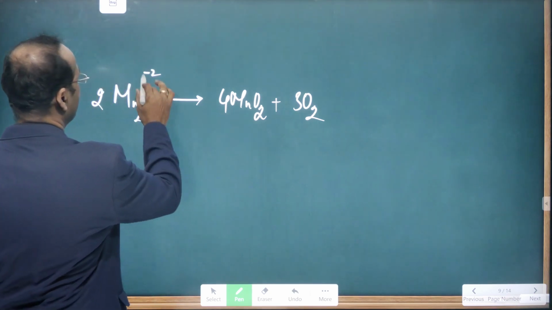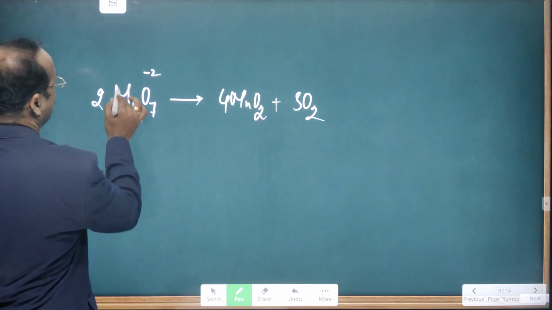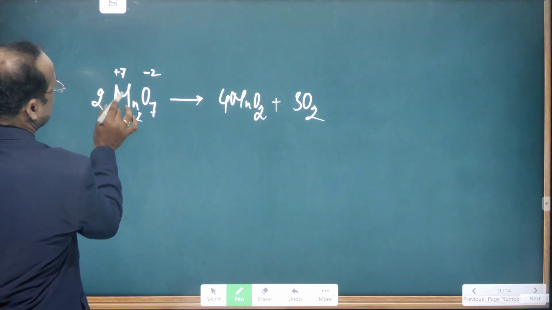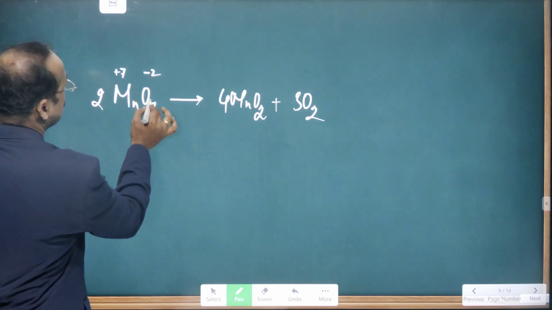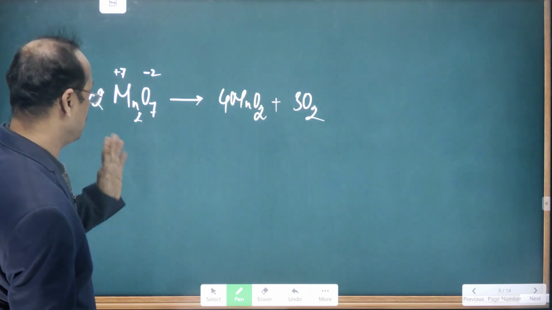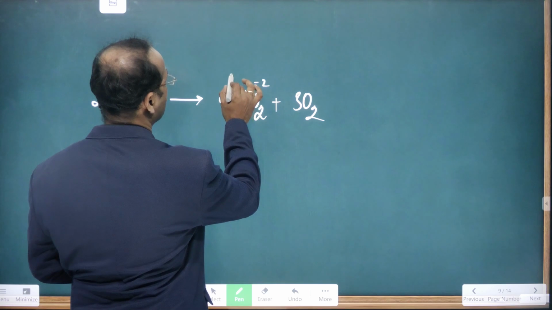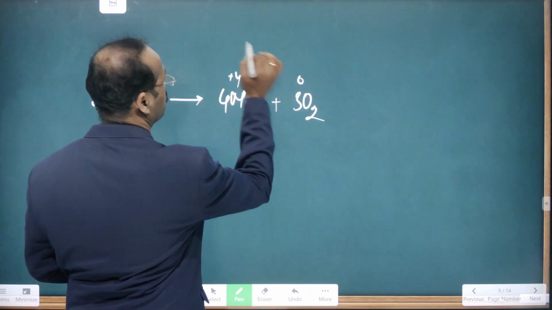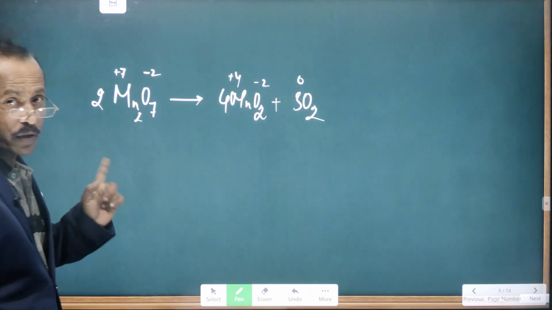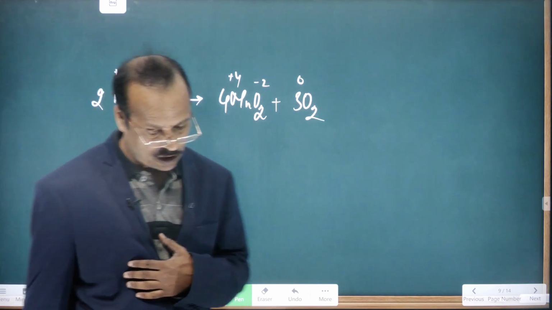Here, oxygen is -2, and seven oxygens give -14. Here it should be Mn2O7. So -14 means that the two manganese should be +7, because +7 twice is +14 and -2 seven times is -14, so they should be equal. So the oxidation numbers are +7 and -2. Now here, oxygen is -2, -2 twice is -4, so manganese is +4, and here oxygen is 0. Hope you are understanding how to write the oxidation number. This is very important. You need to practice a lot.